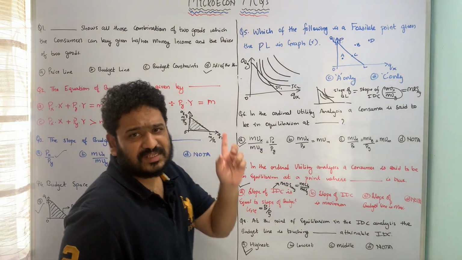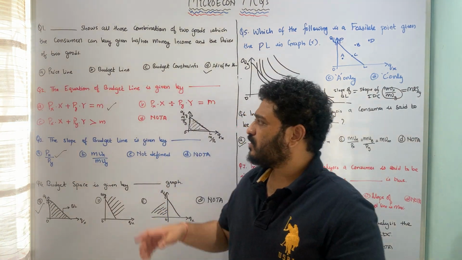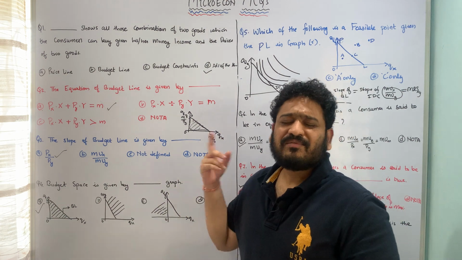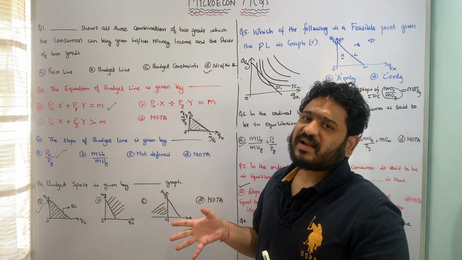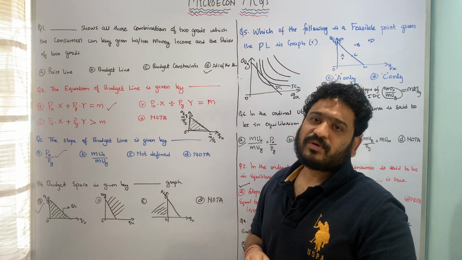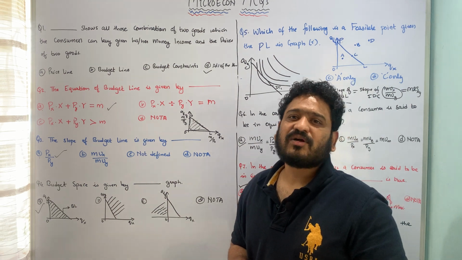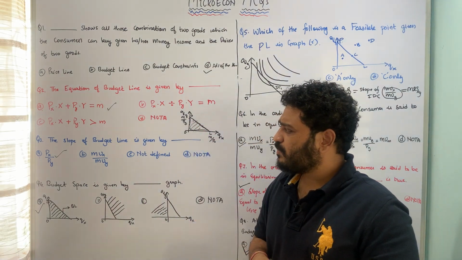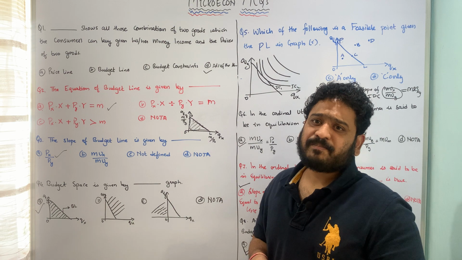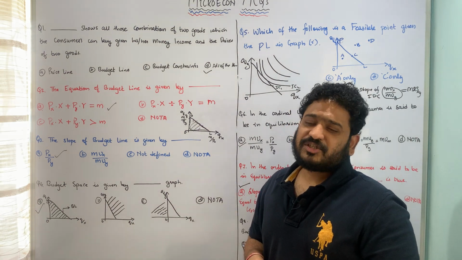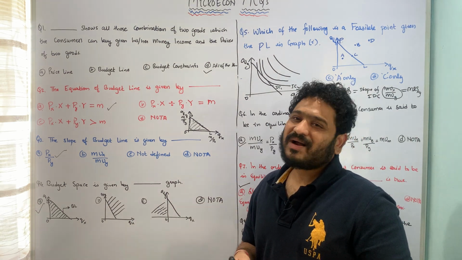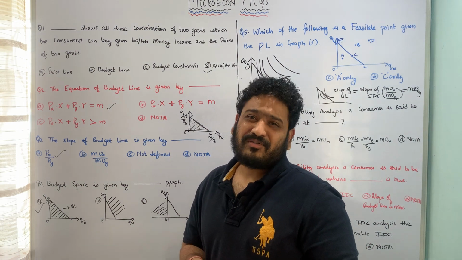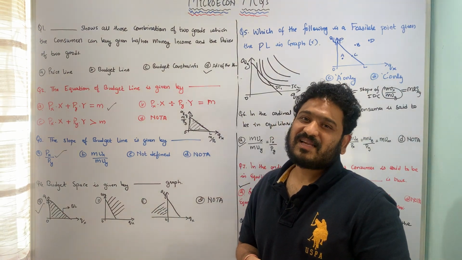Now this marks the end of MCQs with respect to chapter 2. We started with cardinal utility analysis, and then we moved towards the ordinal utility analysis or indifference curve analysis, and we have seen some of the very important questions with respect to the same. In the next class I'll start with the third chapter, which is demand analysis. That means the law of demand, determinants of demand, as well as elasticities of demand.